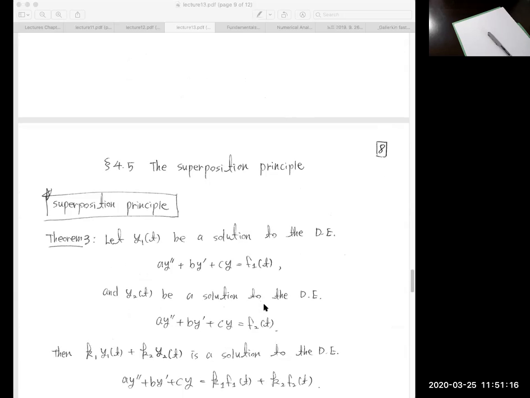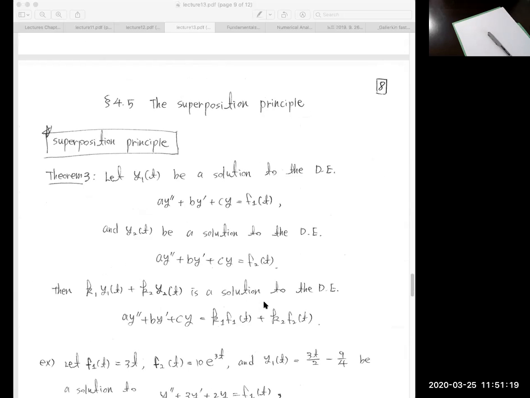All right, so now 4.5, the superposition principle. So far, what we did is just find a solution of the non-homogeneous differential equation. But our goal is to find the real particular solution of the initial value problem. To do that, we need the general solution of the non-homogeneous differential equation, so we need to understand the superposition principle.